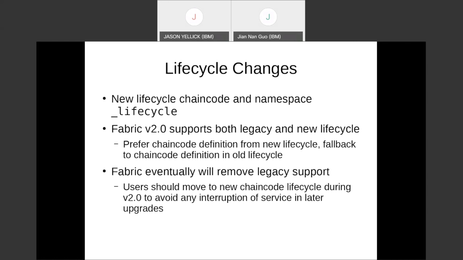The suffix of ending chain codes in SCC to indicate system namespaces was not one of the better ideas in Fabric v1.x. So underscore is now a reserved system namespace. _lifecycle is the lifecycle system chain code. And in Fabric v2, both the _lifecycle and the LSCC chain codes exist. Both are functional.